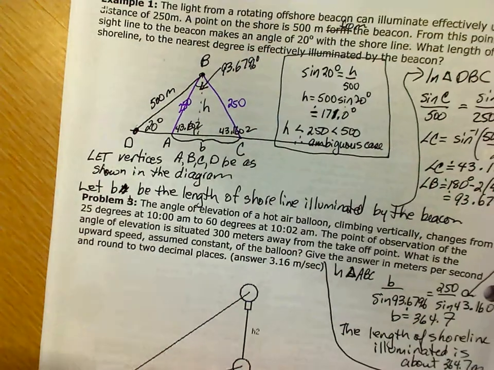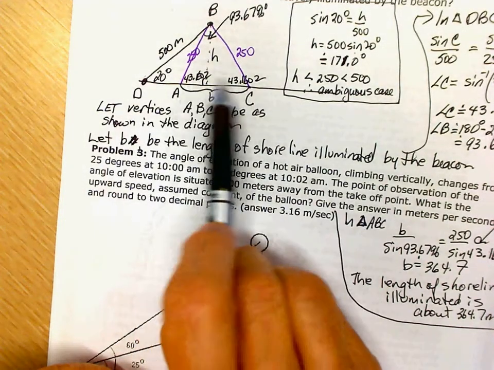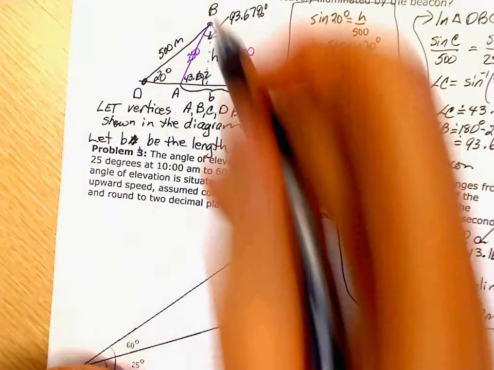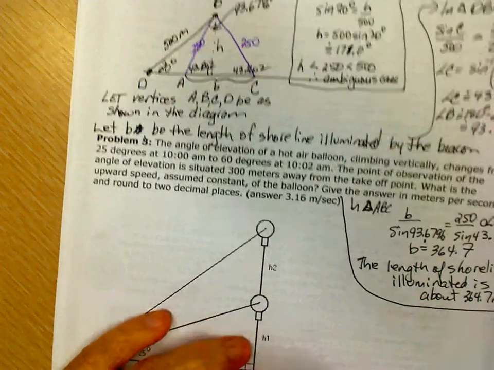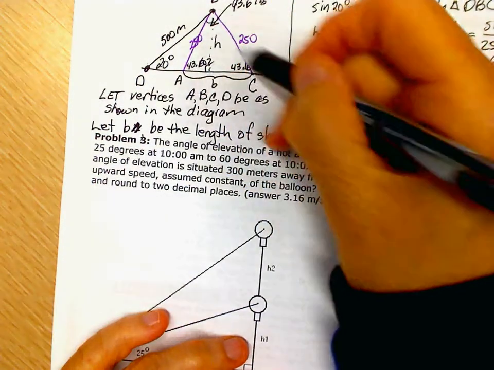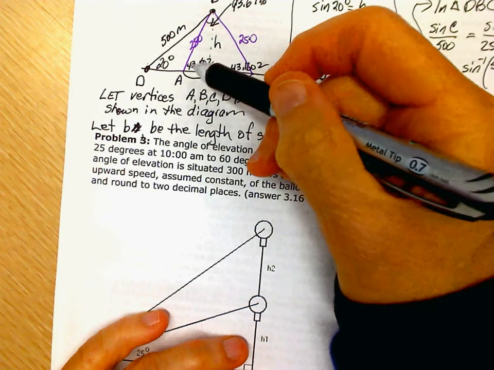See, I went 180 minus 2 times that, and that gives us that angle right there. Yes? Because that A is the same angle as C, because this is an isosceles triangle. This is 250, that's 250. So you know that angle equals that angle.